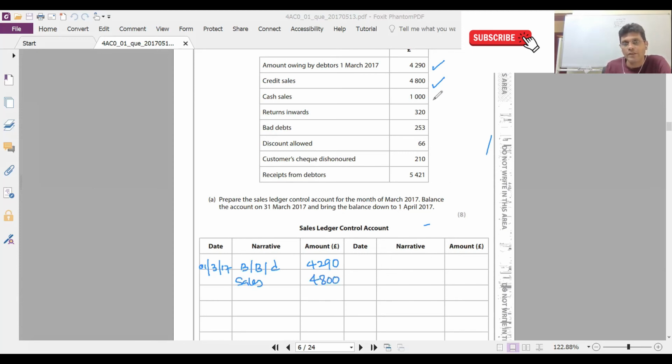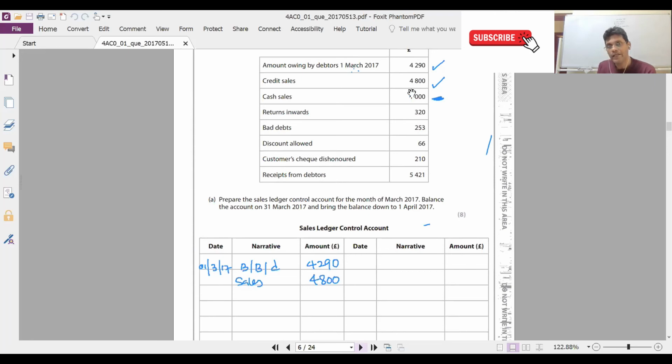Then what about cash sales? Why are you given cash sales there? Do we record cash sales? In which day book do you record cash sales? Cash book. Then why would you record it in the sales ledger control account? Is it a credit sale? Why do we maintain a sales ledger control account? Because of the credit sales, right?